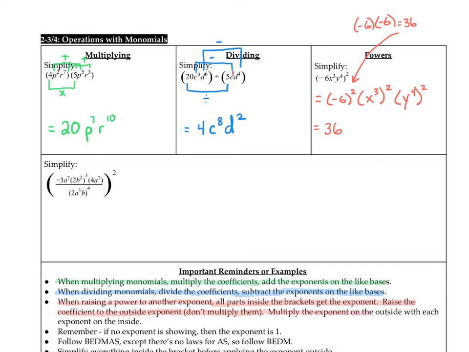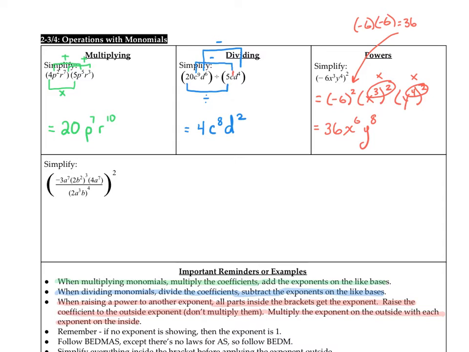Then you're going to multiply the exponent on the outside with each exponent on the inside. So these exponents get multiplied. So that would be x to the 6. These exponents get multiplied. So that would be y to the 8. So you do multiply the exponents, but the coefficient you want to remember gets an exponent. So it's negative 6 to the exponent 2, not negative 6 times 2.